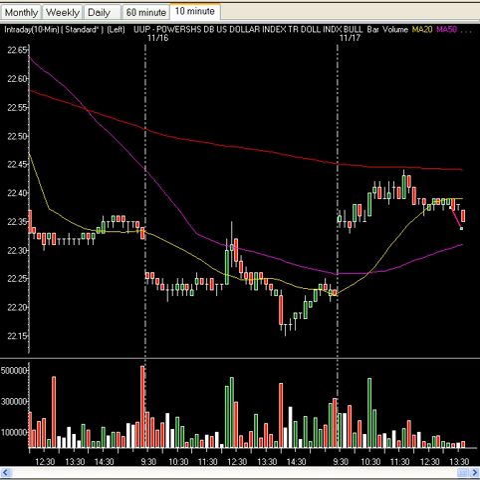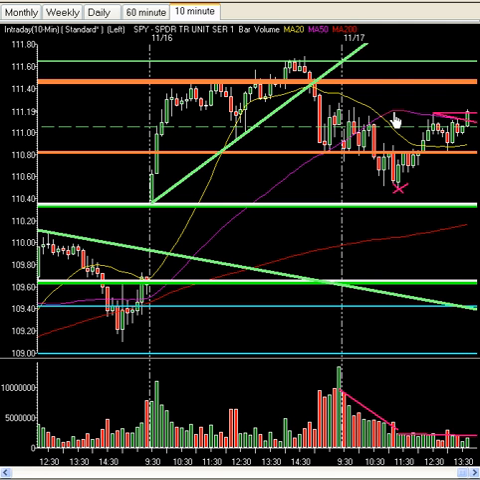Now, the key is, again, what are we looking for on the intraday chart today? Again, as I talked about, you have a target here at 111.50. If you get through 111.50, you're looking at 111.68 or 69 here as the highs from yesterday.